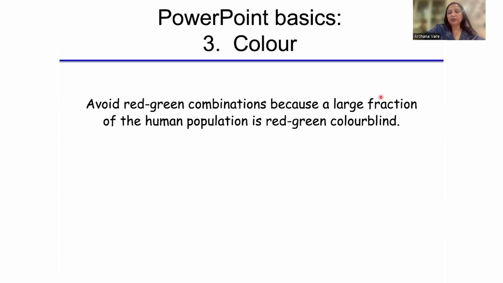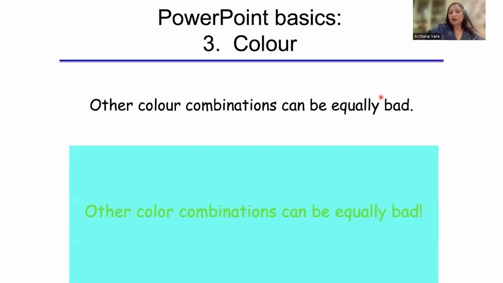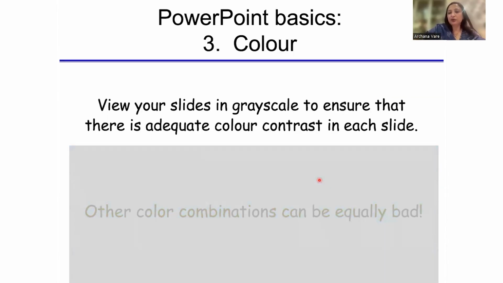Avoid red-green combinations because a large fraction of the human population is red-green colorblind. So lots of people cannot read this, and even if they could, it makes your eyes hurt. Other color combinations can be equally bad. Now you can see this color combination. There's no proper contrast in this, and therefore it is difficult to read. So view your slides in grayscale to ensure that there is adequate color contrast in each slide.